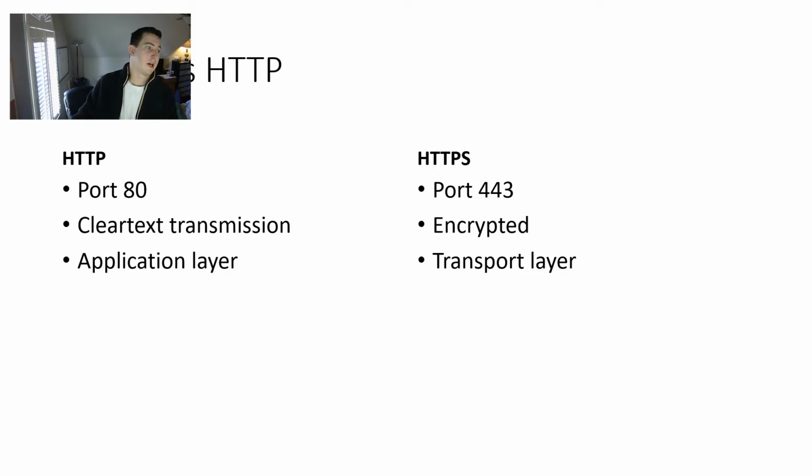So next we got this little slide kind of comparing HTTP versus HTTPS. HTTP is going to work on port 80. HTTPS is going to work on port 443. It's encrypted. It works with the transport layer. HTTP works with the application layer, and it uses clear text transmission. This could be a problem because, say, if here, got one.